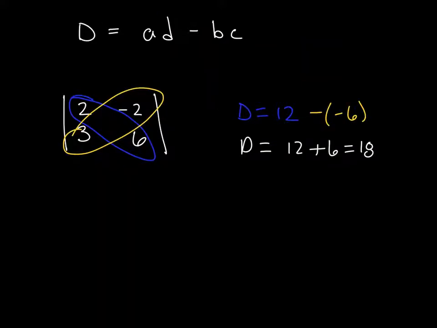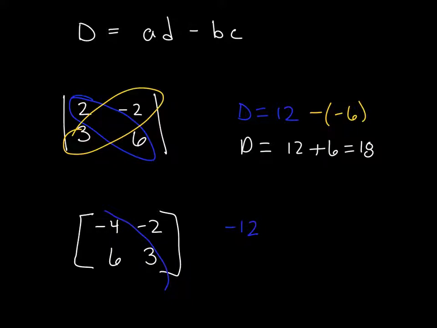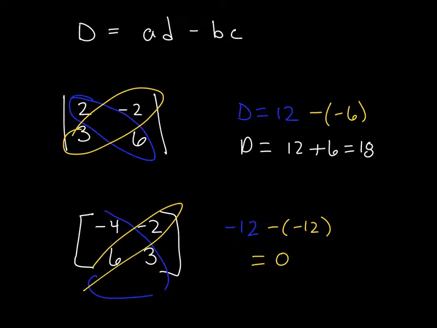If I have a matrix that looks like this, which is -4, -2, 6, and 3, so the determinant of this matrix, you go down, multiply. That gives us -12. And then when you come back around, you end up subtracting. So that's going to be minus a -12. This determinant is actually equal to 0.